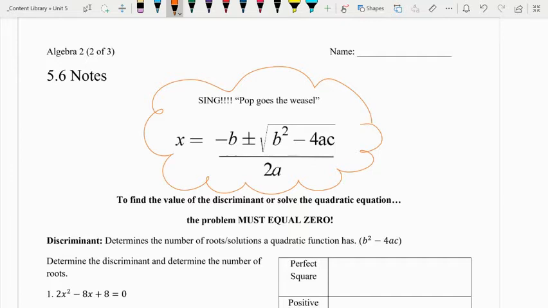It's x equals opposite of b plus or minus the square root of b squared minus 4ac all over 2a. Now you can sing it to the tune of Pop Goes the Weasel, and that might help you memorize it because you are not going to be given this formula.